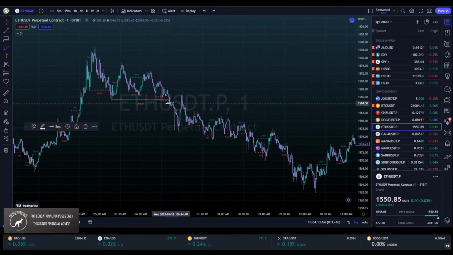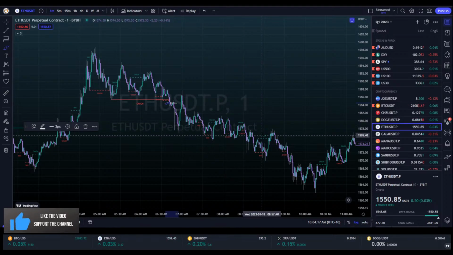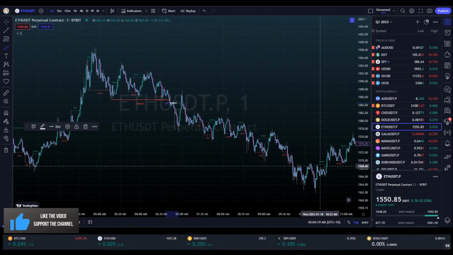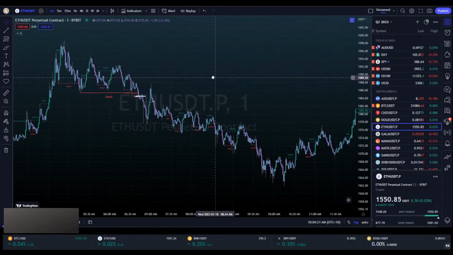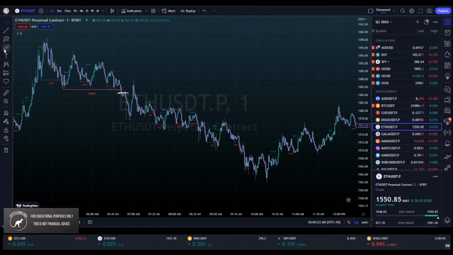Let's say you got in late. Let's say you got in here. Anyway, looking for a change of character green followed by a green break of structure. It doesn't happen until here.